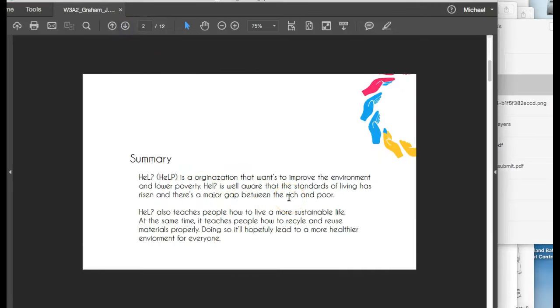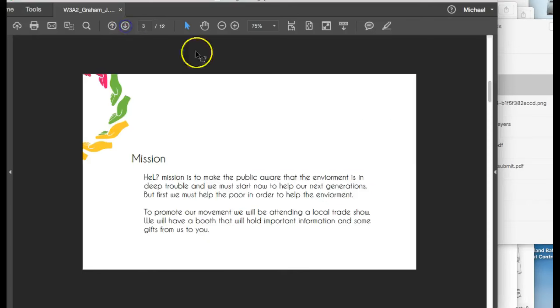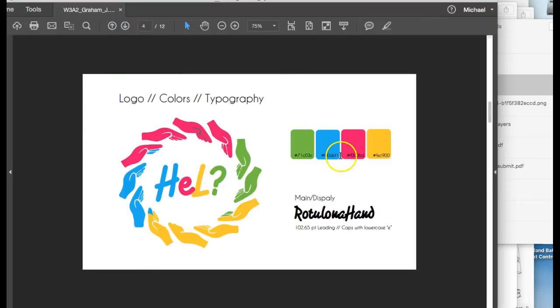You're giving a summary. You're telling us what's going on. So you're really setting up your viewer for success through the program, since you're eliminating any potential confusion in your summary / mission statement. Here you go. So excellent job there. Let's move on to the logo, colors, typography.